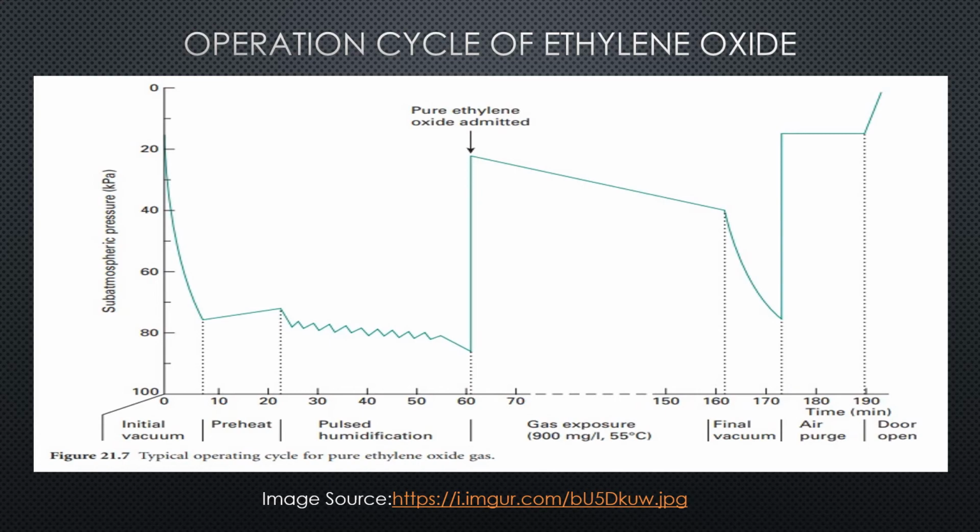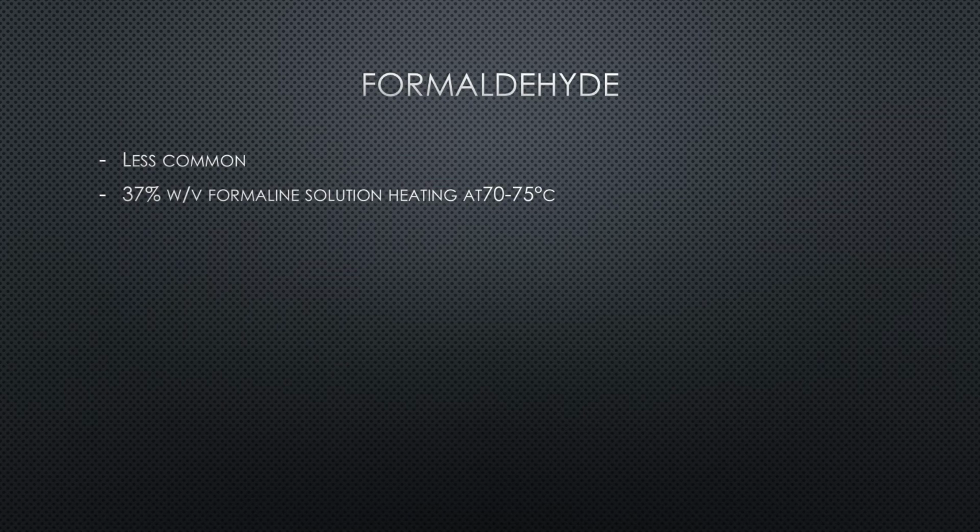Now we'll see the formaldehyde. Formaldehyde is a less common technique. It is used by heating formalin, a 35% by volume formalin solution, that is an aqueous solution of formaldehyde, to a temperature of 70 to 75 degrees Celsius with steam. It will lead to formation of LTSF, that is low temperature steam formaldehyde. LTSF will be used for the sterilization purpose.